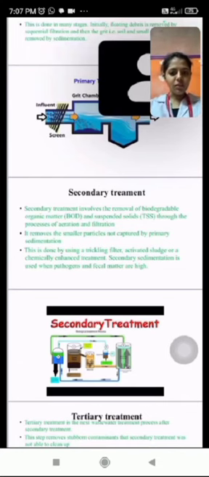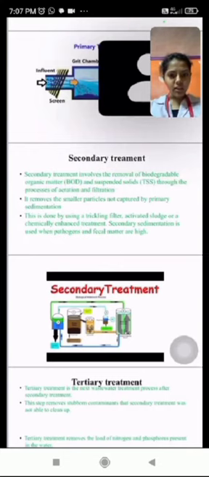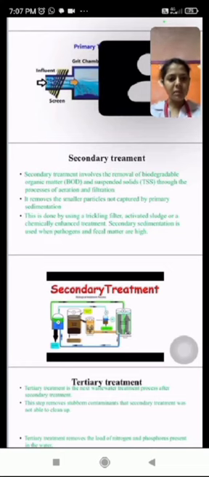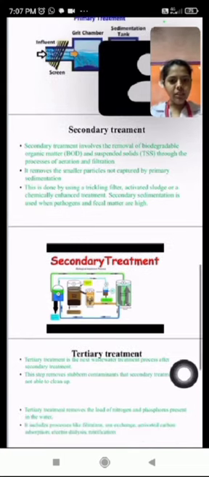Secondary treatment. Secondary treatment involves the removal of biodegradable organic matter and suspended solids through the process of aeration and filtration. It removes the smaller particles not captured by primary sedimentation. This is done by using a trickling filter, activated sludge, or a chemically enhanced treatment. Secondary sedimentation is used when pathogens and fecal matter are high.